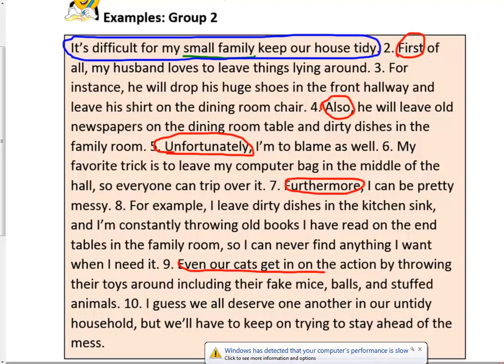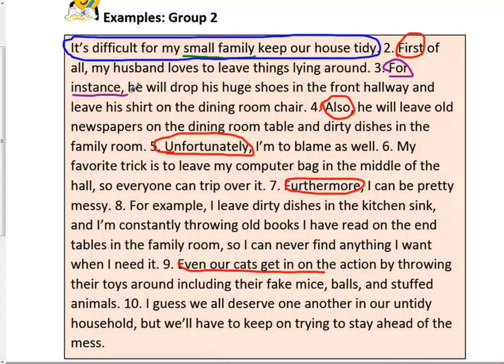Well, sentence 3. For instance, that's a minor detail that gives us information about my husband leaving things lying around. Do we have another minor supporting detail? I know there's another one in here. I'm still trying to find it. Can you find it?